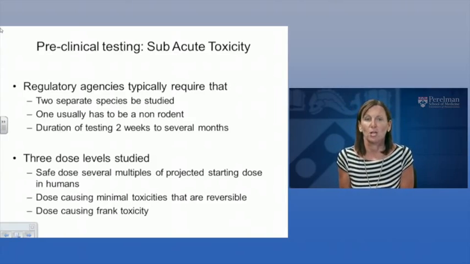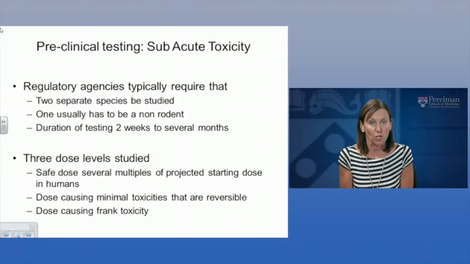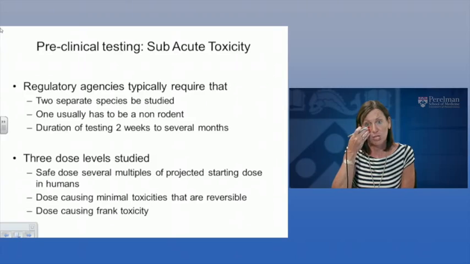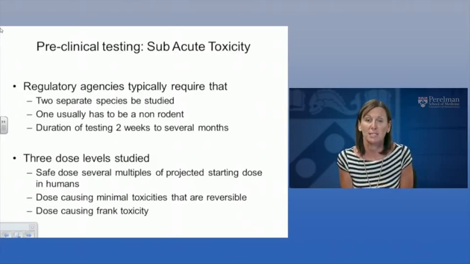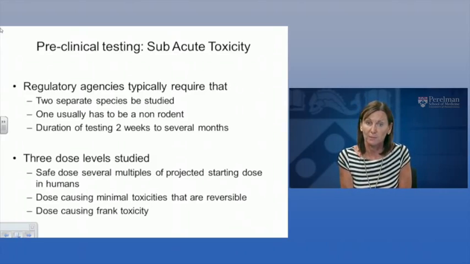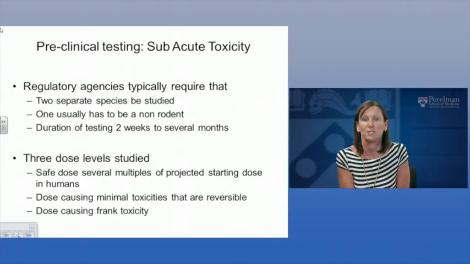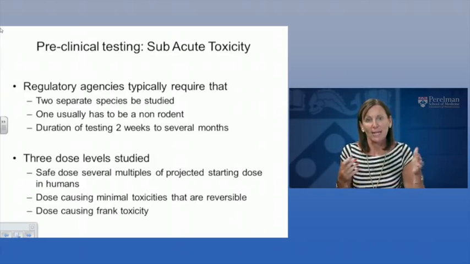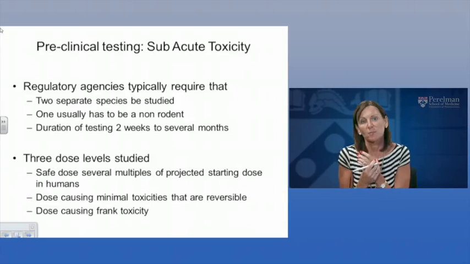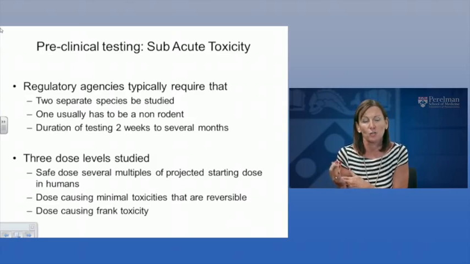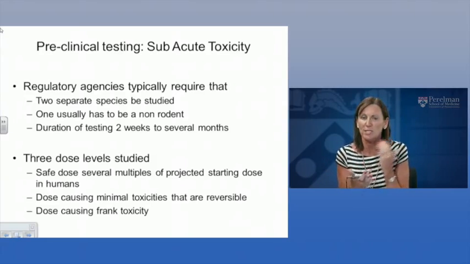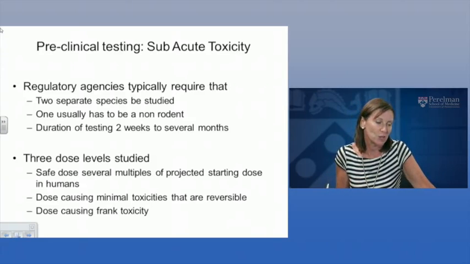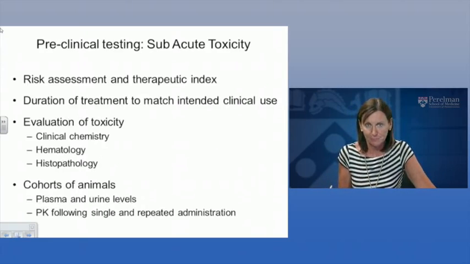Here, 3 dose levels are ideally studied. The safe dose, several multiples of the projected starting dose in humans. The dose causing minimal toxicities that are reversible. So where's your level of acceptable toxicity? And then the dose causing frank toxicity. Ultimately, you want to be using the safe dose, several multiples of the projected starting dose, but you want to minimize the toxicity, and you most definitely want to avoid a dose that causes frank toxicity.